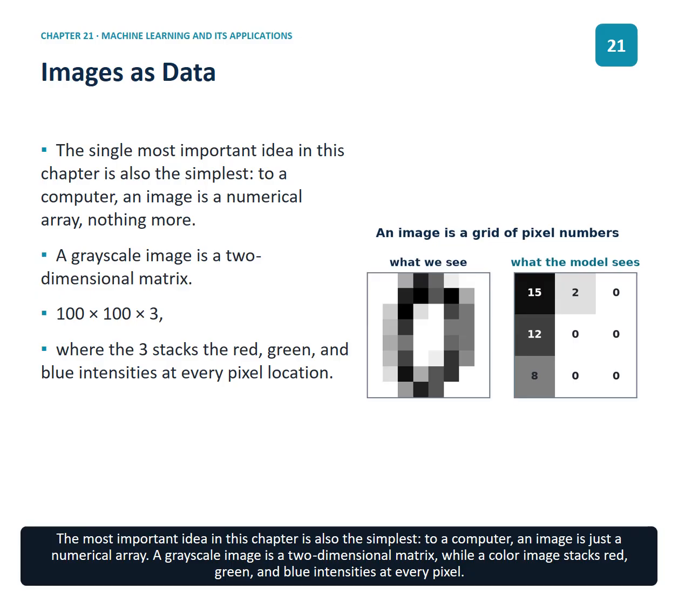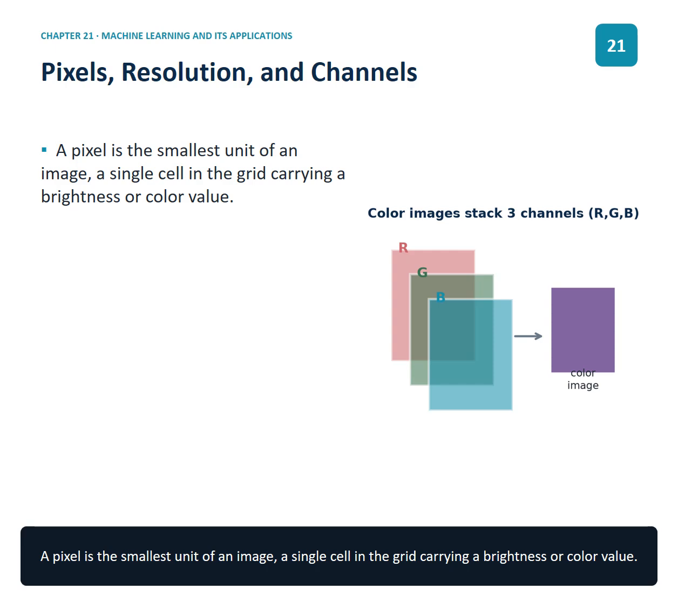The most important idea in this chapter is also the simplest. To a computer, an image is just a numerical array. A grayscale image is a two-dimensional matrix, while a color image stacks red, green, and blue intensities at every pixel. A pixel is the smallest unit of an image, a single cell in the grid carrying a brightness or color value.